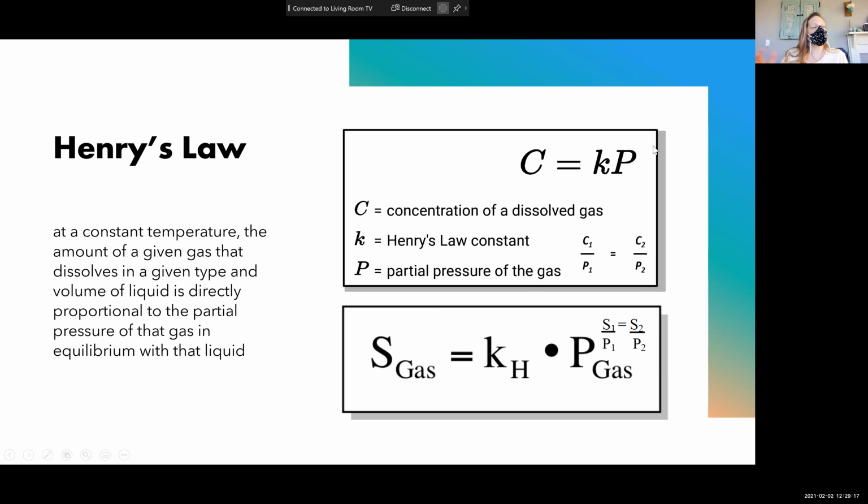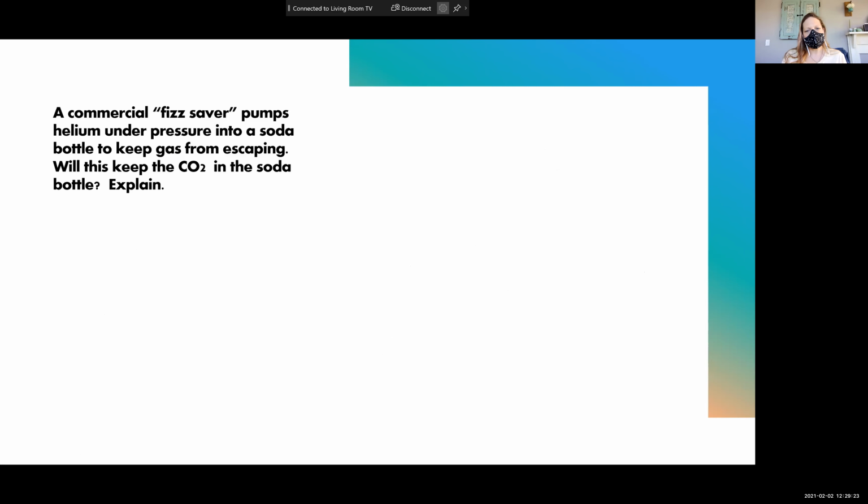So remember that pressure and gas solubility are directly proportional. Pressure on solids doesn't do much for solubility. So here's one of your questions. A commercial fizz saver pumps helium under pressure into a soda bottle to keep the gas from escaping. Will this help keep the carbon dioxide in the soda bottle?